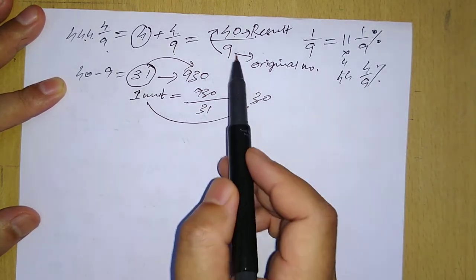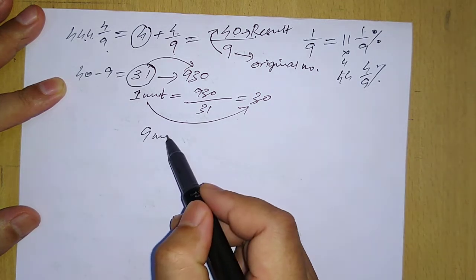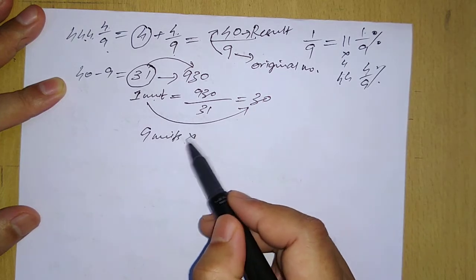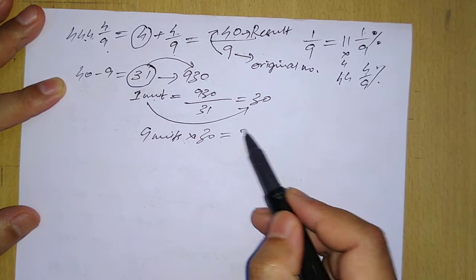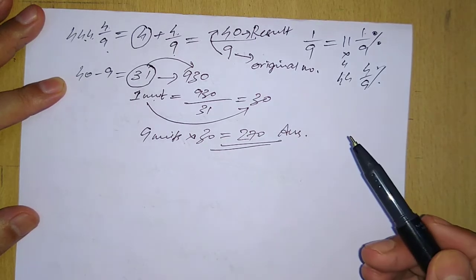So 1 unit is 30, and we need to find the original number in this question. So our original number is 9 units. So 1 unit is 30, so 9 units will be 9 into 30, 270. So this is our answer.